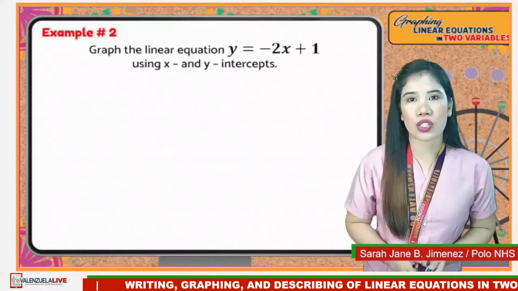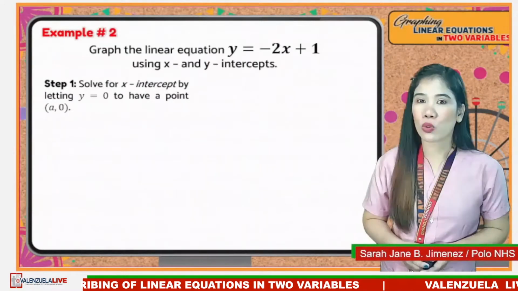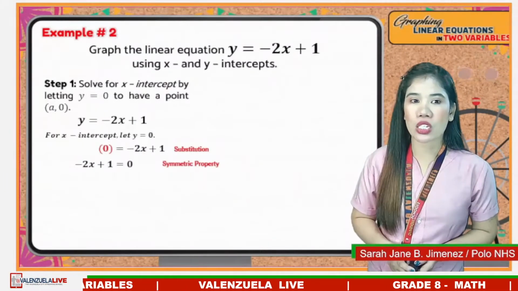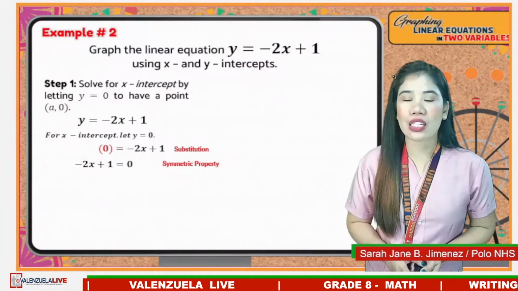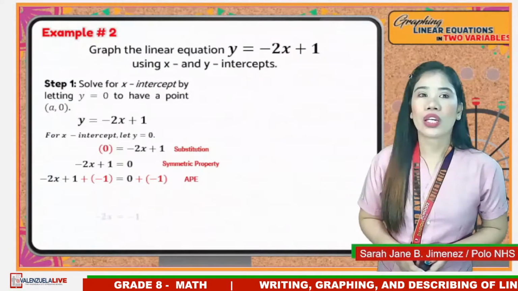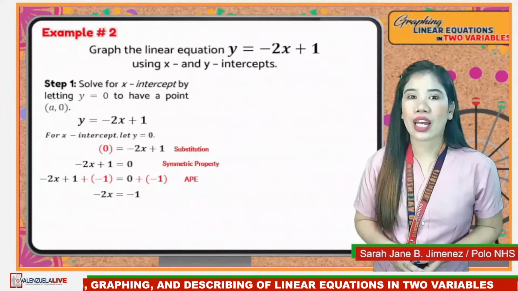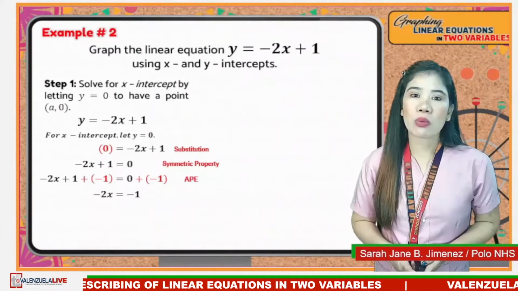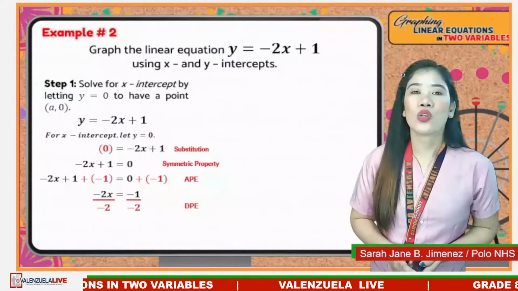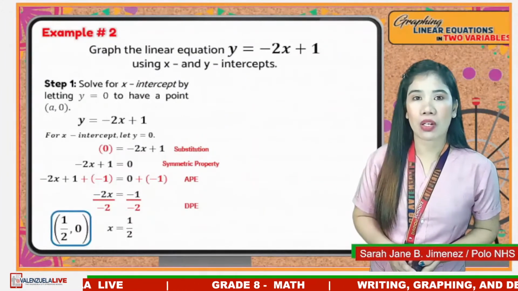For our second example, graph the linear equation y equals negative 2x plus 1 using x and y intercepts. For step 1, solve for the x-intercept by letting y equal 0. By substitution, we have 0 equals negative 2x plus 1. Interchanging the sides using the symmetric property gives us negative 2x plus 1 equals 0. To eliminate 1 from the left side, we use the addition property by adding negative 1 to both sides. Simplifying, we have negative 2x equals negative 1. To eliminate the numerical coefficient of negative 2x, we divide both sides by negative 2 using the division property. So the value of x is 1/2 and the x-intercept is (1/2, 0).